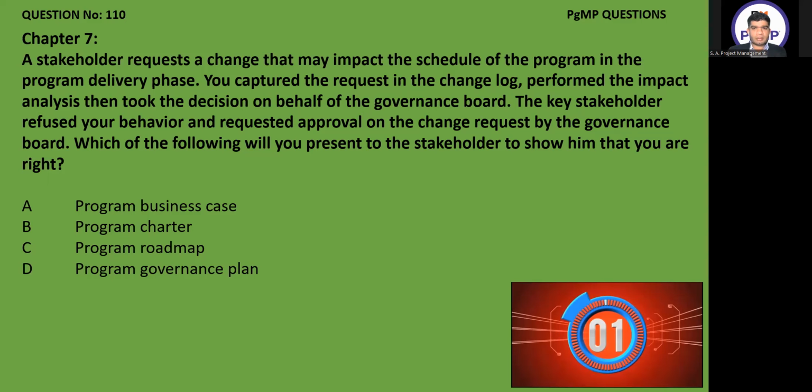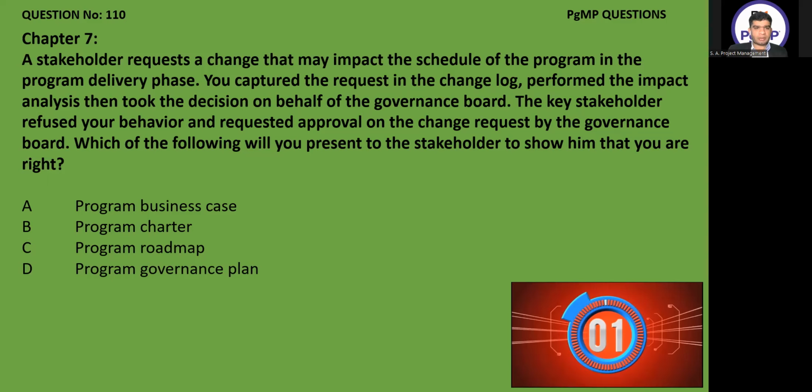So option A, program business case, that cannot be, because the program business case only discusses the program objectives, how it will deliver, and the justification of the program. Program charter says what your role is in the program, but it's not clearly mentioned what your role is in the governance board. So it cannot be. Program roadmap is only related to the program delivery, how it will deliver.